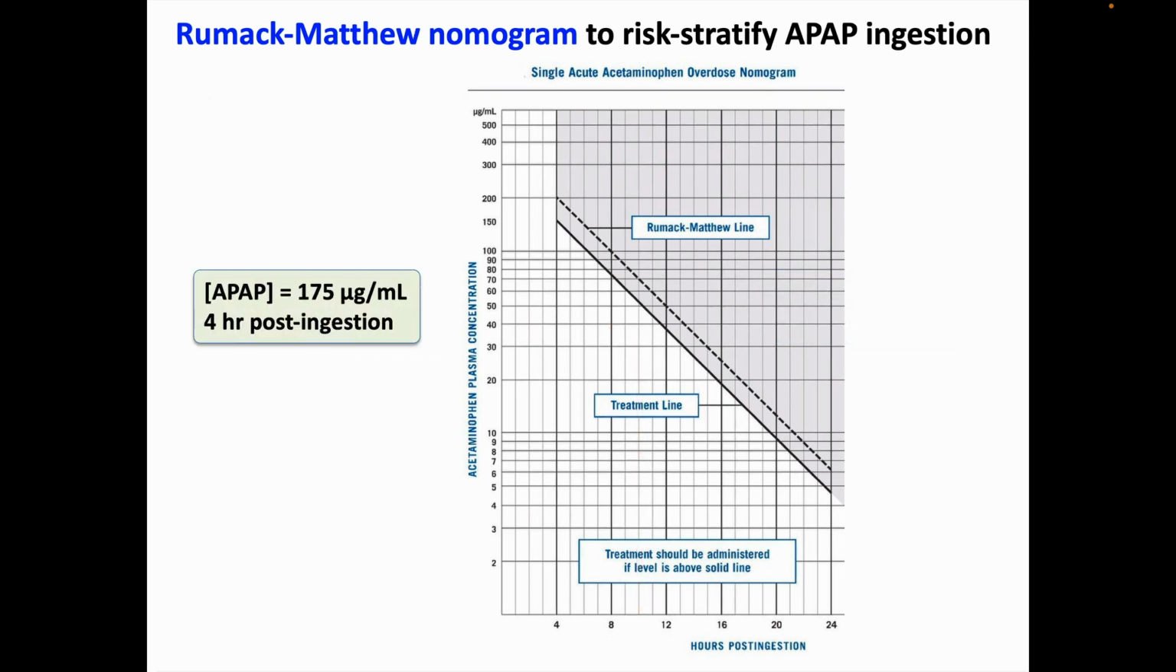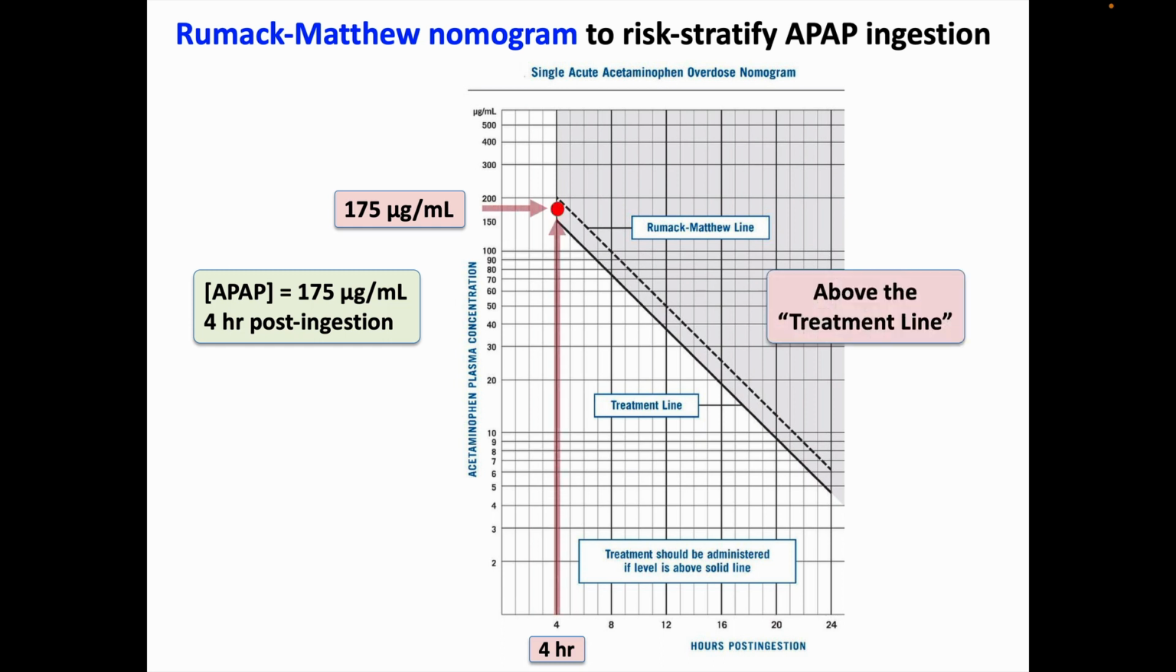This time, we measured an APAP level of 175 micrograms per mL 4 hours after ingestion. Here's a level of 175, and here's 4 hours after ingestion. So when we plot the point, it falls above the treatment line, and we'd start antidotal therapy, admit the patient, or at least have prolonged observation in the emergency department, and consult psychiatry if the ingestion had a suicidal intent.